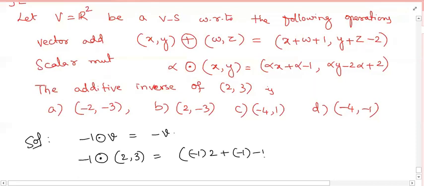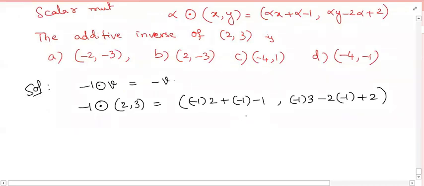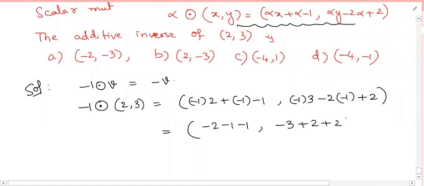-1 alpha -1 -1, and alpha y means -1 into 2, -2 into -1, -1 into 3. Sorry, -2 alpha means 2 into -1 plus 2. So I'm using scalar multiplication here, this one, okay? Now you compute this one: -2 -1 -4, no, -1, and -3 plus 3 plus 2 plus 2. And -4, comma 1. Is that clear?